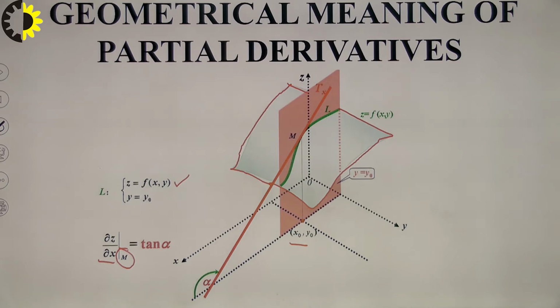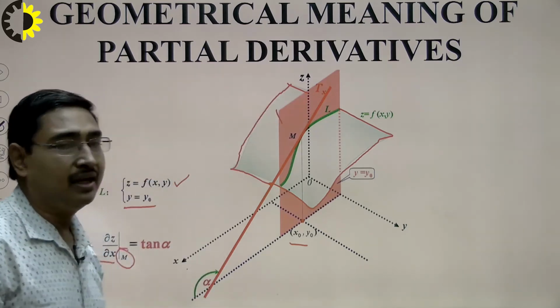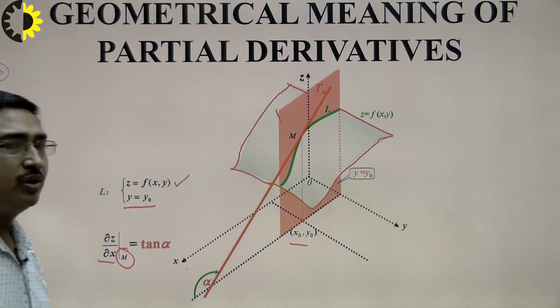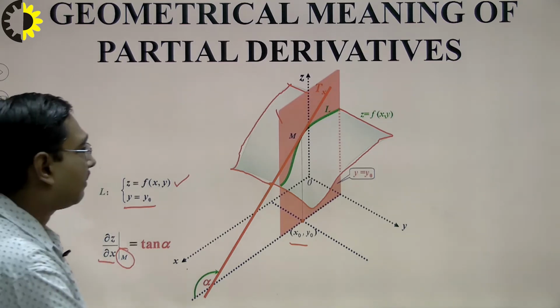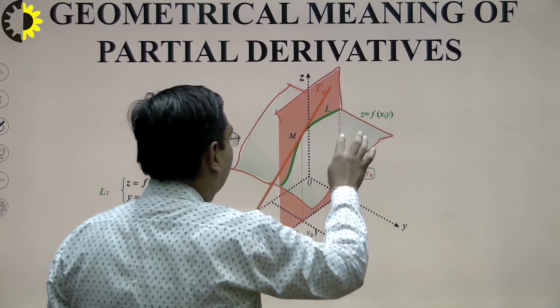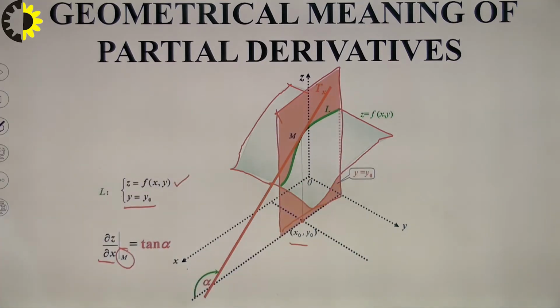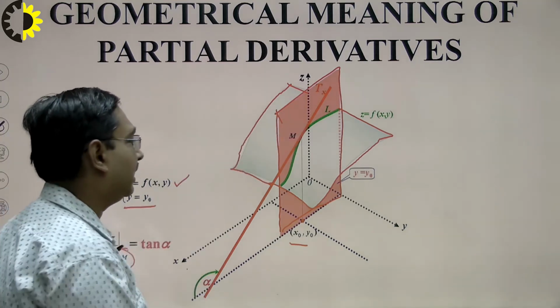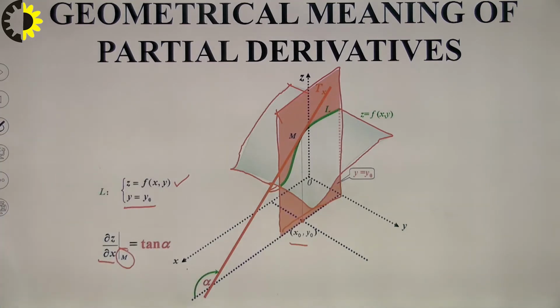On this surface, if I impose the condition y equal to y naught, then we know that y equal to y naught represents a plane which is parallel to the xz plane, because y equal to constant is the equation of a plane parallel to the xz plane. So y equal to y naught is a plane shown here in red color. The intersection of the surface and the plane is this curve shown in green color.